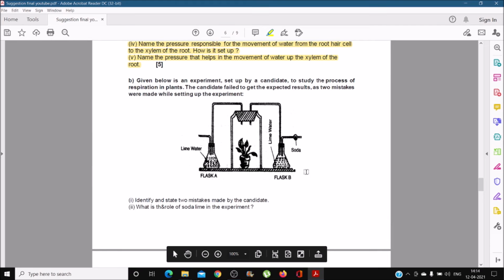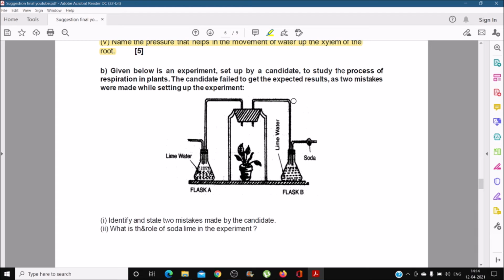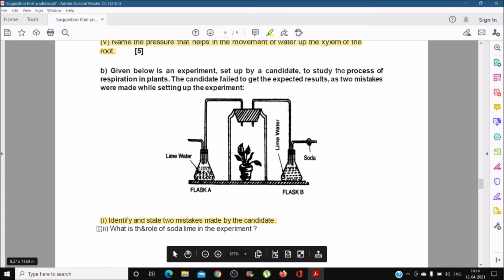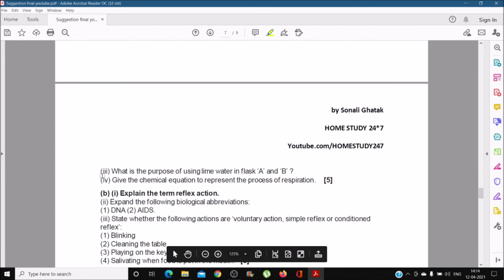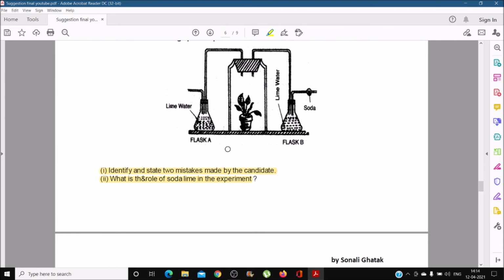Next, against a picture given below is an experiment set up by a candidate to study the process of respiration in plants. The candidate failed to get the expected results as two mistakes were made while setting up the experiment. Identify and state two mistakes made by the candidate. Next, what is the role of soda lime in the experiment? Next, what is the purpose of using lime water in flask A and B? Okay, flask A and B.